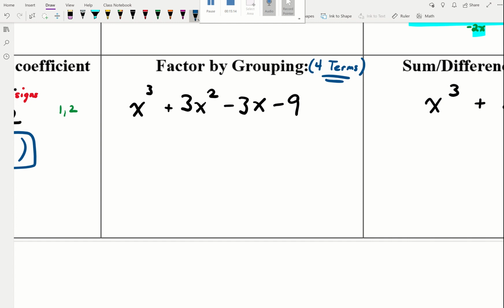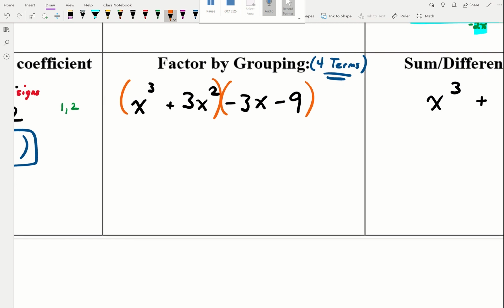So when we group, we're going to start by grouping the first 2 terms and the last 2 terms, including the signs that are in front of them. Then for each group, we're going to take out the GCF. So for x cubed and 3x squared, the GCF is x squared. And then the other factor is going to be x plus 3. For the second group, the GCF is negative 3. And the other factor is going to be x plus 3.